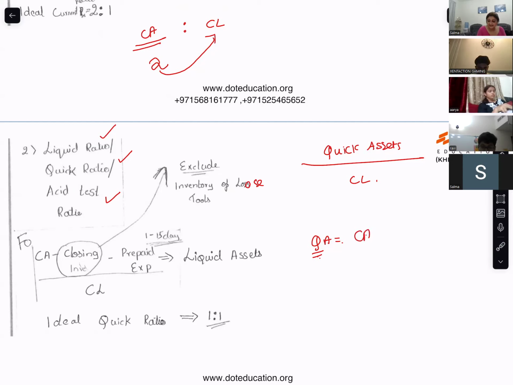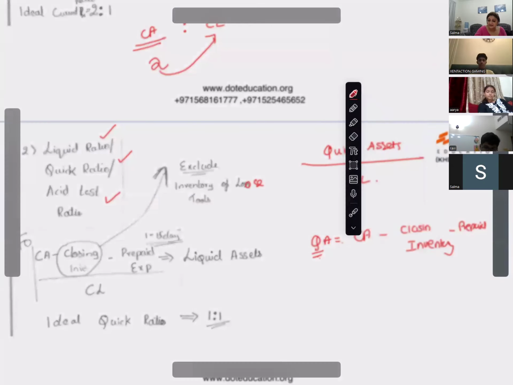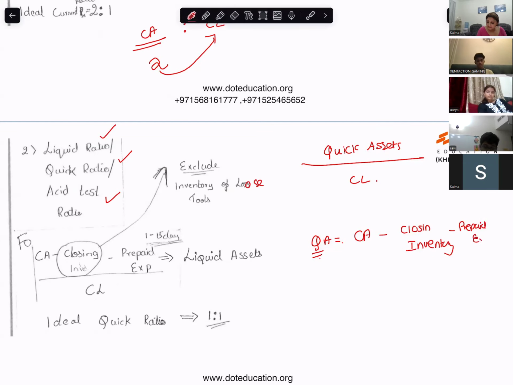It will be current assets minus your closing inventory. But when you minus the closing inventory, it should exclude your inventory of loose tools. Minus prepaid expenses. Are you with me? Yes, miss. Quick assets is current assets minus closing inventory minus prepaid expenses, over current liabilities.